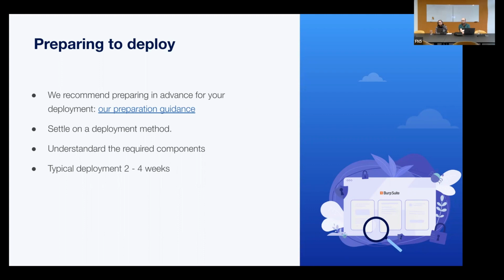Typically, a deployment takes around 2 to 4 weeks. In most cases, that is down to internal delays with a lot of our customers around resourcing and preparing the infrastructure. If third parties are involved, or machines or environments need to be spun up, we understand that can take some time.